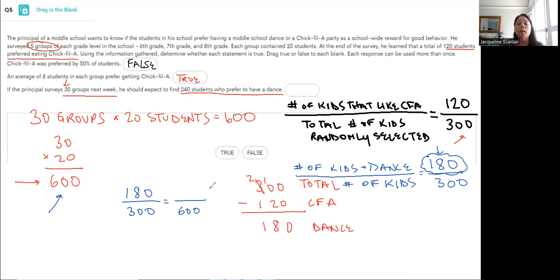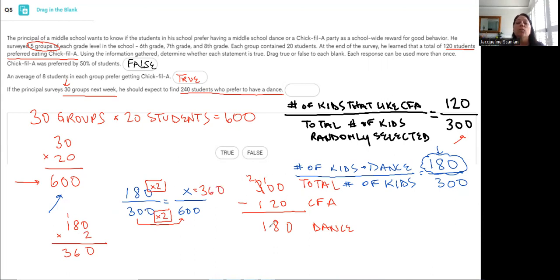Okay, so I have 2 choices on how to solve this. I can use those cross products and solve the equation, which I think is harder for you guys. So I am going to show you the easier way. How do I get from 300 to 600? Well, how do I get from 3 to 6? I times it by 2. So to get from 300 to 600, I times it by 2. And whatever I do to the bottom, I do to the top. And 180 times 2, 2 times 8 is 16, carry the 1, 2 times 1 is 2, plus 1 is 3, is 360.